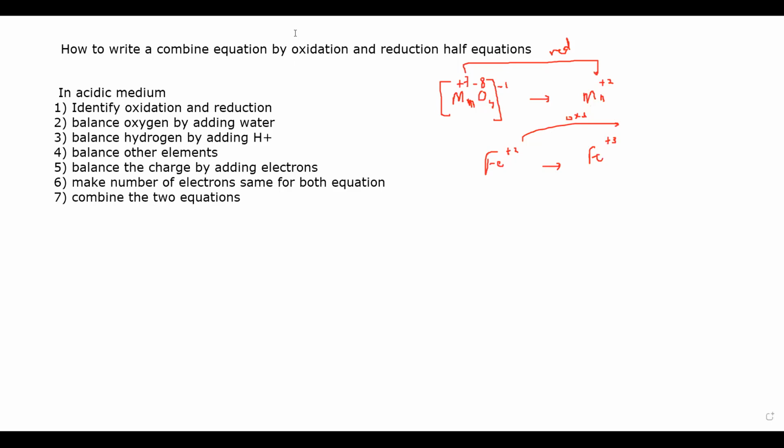Now first we will take one of them, any one of them you can take first. Example, I have MnO4 with a charge -1 changes to Mn plus 2. Now what is the first step? Identify the oxidation and reduction half, that we did. Balance oxygen by adding water. There are 4 oxygen on the left hand side. So how many water molecules should I add? So I will add 4 water molecules.